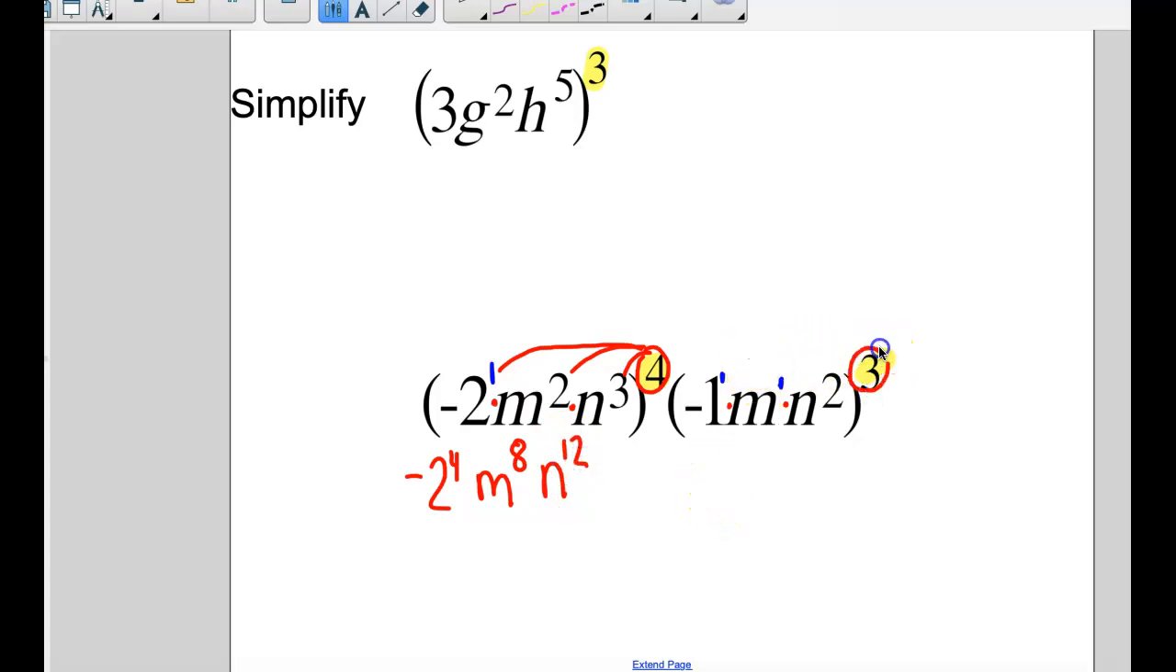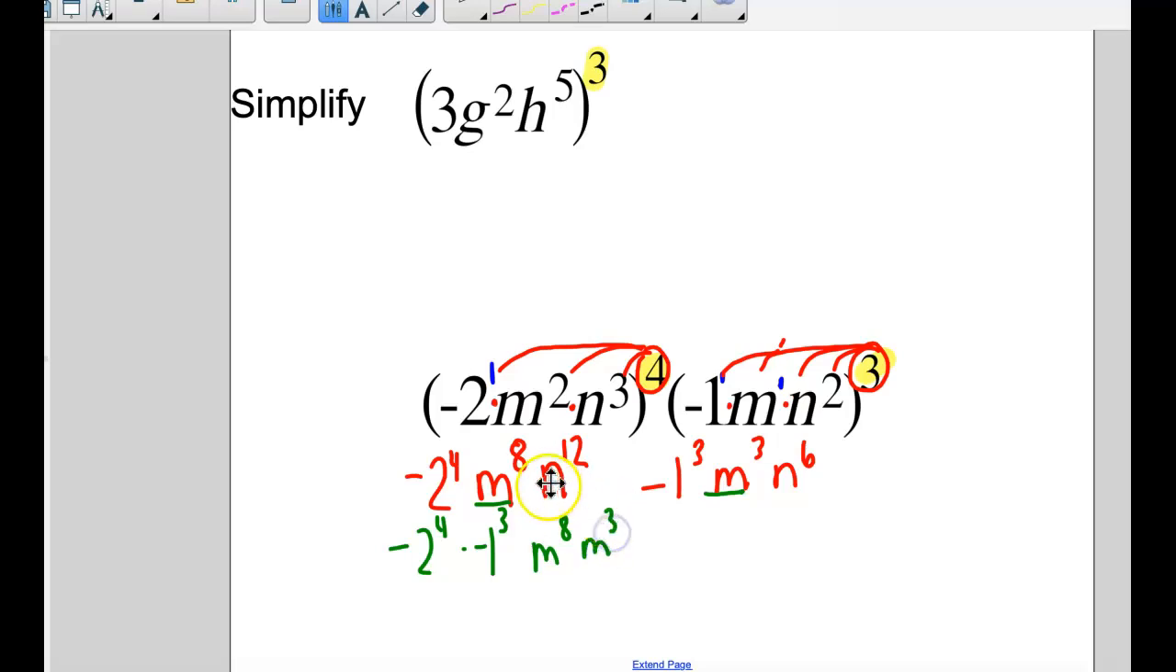Over here, I have that power of 3. When I multiply that one through to all of them, I'd have a -1 to the 3rd, an m to the 3rd, and an n to the 6th. And then it becomes a problem like the one on the front. I could reorganize my -2 to the 4th times my -1 to the 3rd first. I can combine my m's next, my m to the 8th and my m to the 3rd. And then I have my n's at the end, my n to the 12th and my n to the 6th.